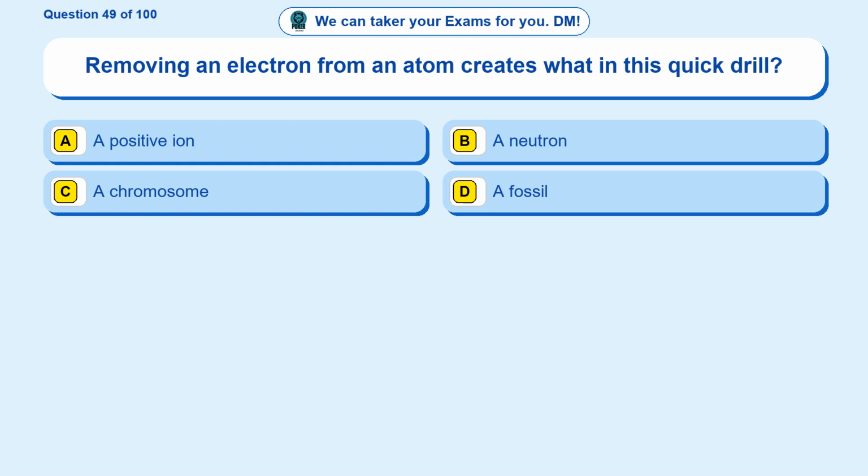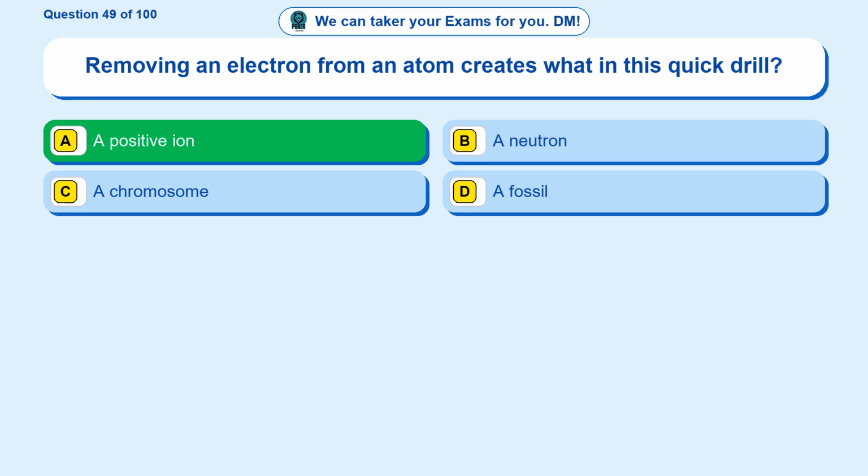Question 49. Removing an electron from an atom creates what in this quick drill? Option A. A positive ion. Option B. A neutron. Option C. A chromosome. Option D. A fossil. The correct answer is option A.